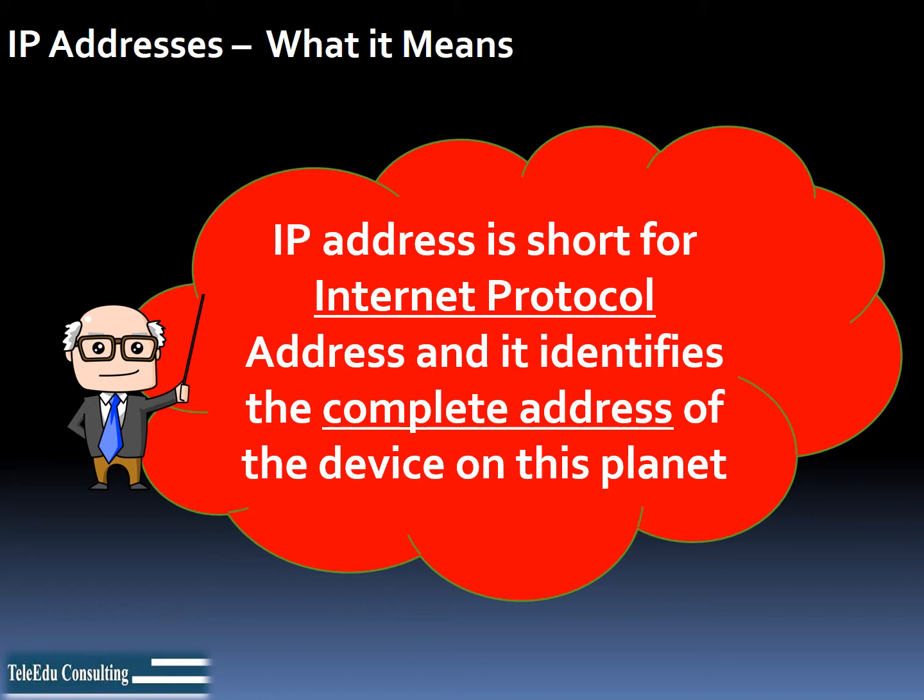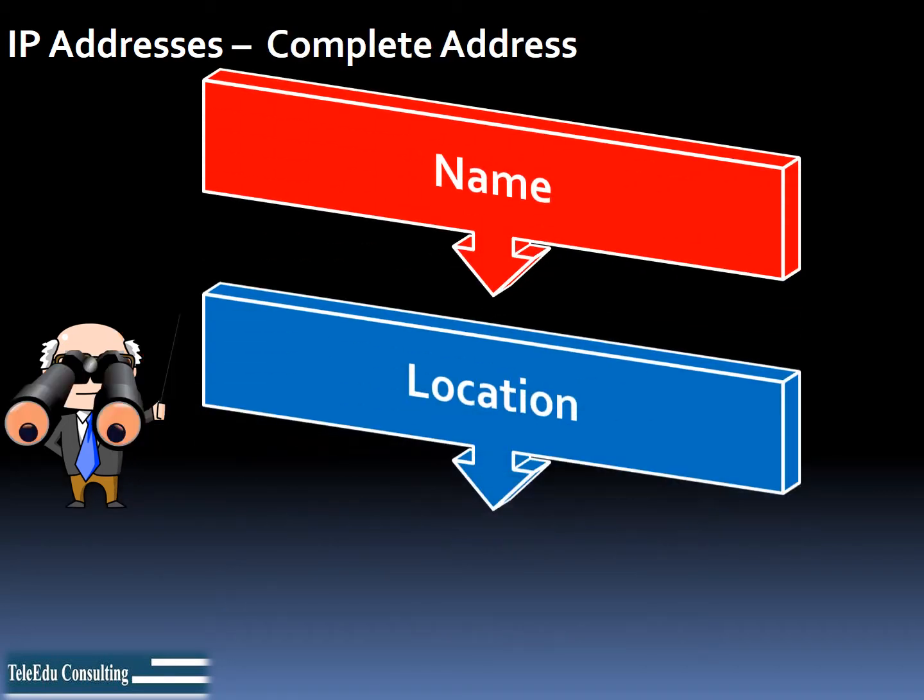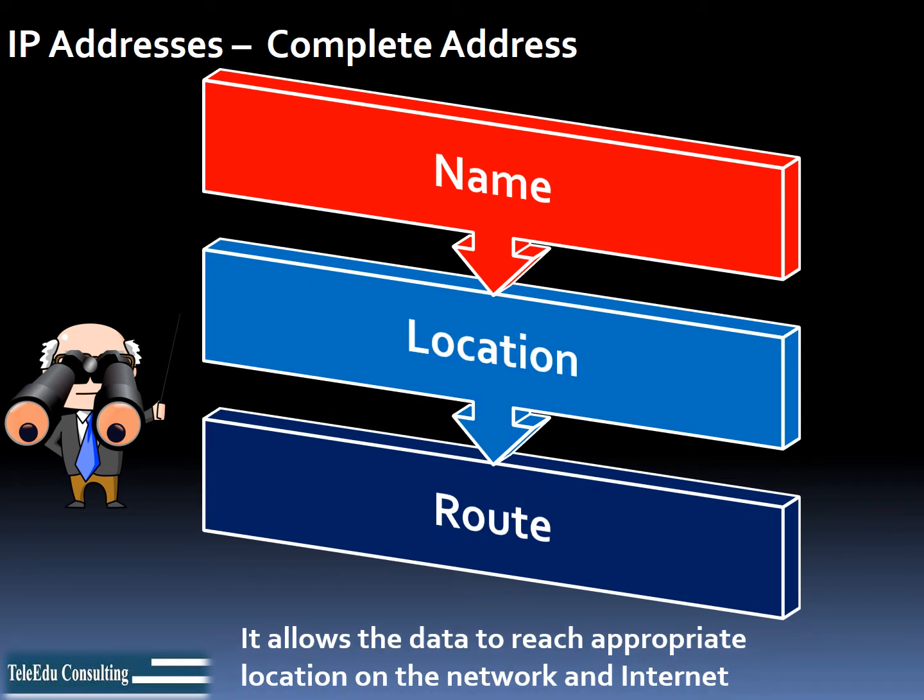IP address is short for Internet Protocol Address. It identifies or relates to a particular computer or device on the planet Earth. IP addresses would identify basically three things about the computer: name of the computer, location of the computer, and route to reach that specific computer. This information would help other computers to connect with that specific computer.